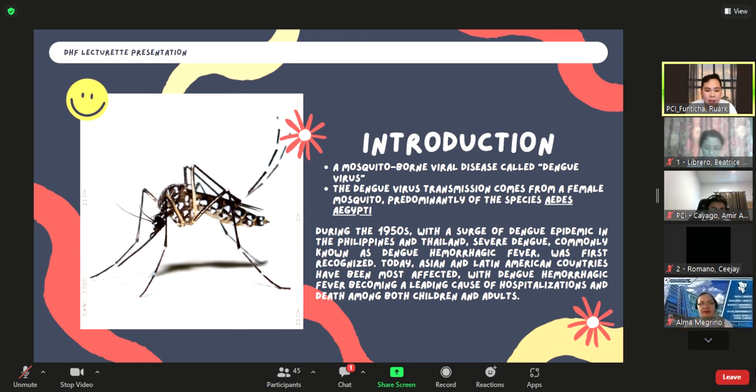Dengue's global incidence has grown dramatically in recent decades, and it has had an alarming impact both on humans' health and on the international and national economies.